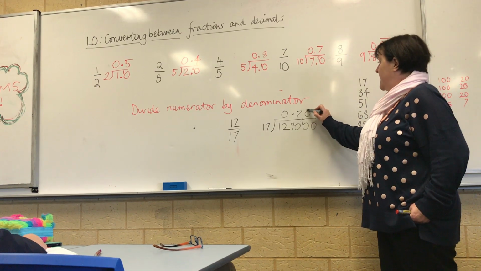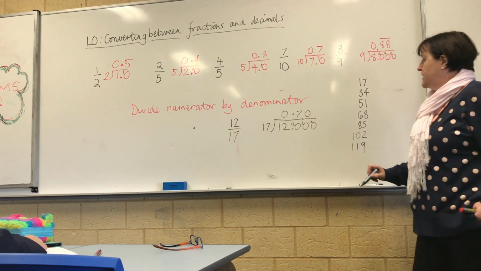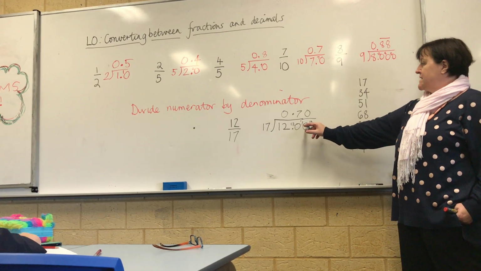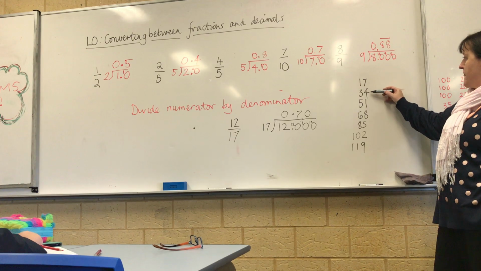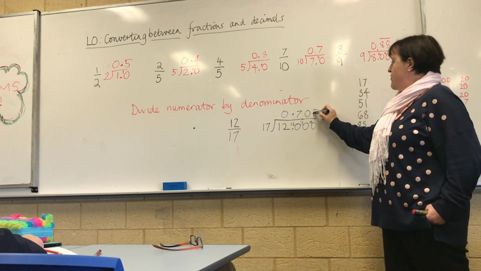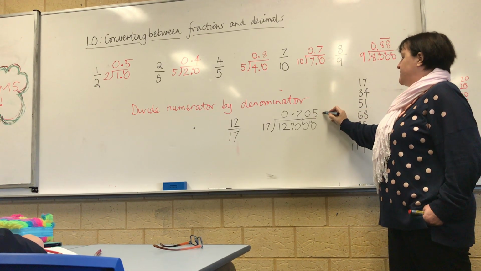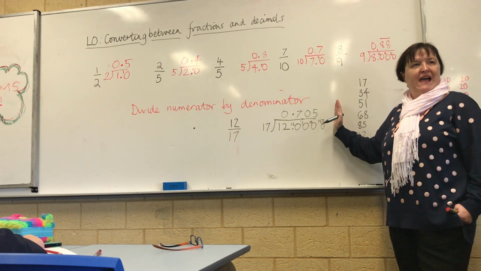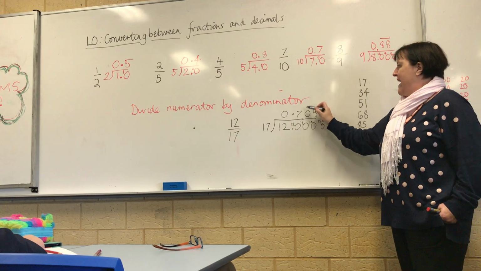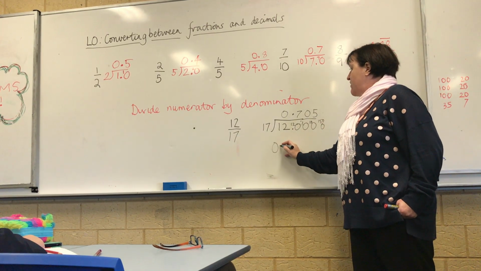None. So we have to do that. Then we move it across. How many 17s in 100? 5. Yeah, 5 remainder 15. That's right. So what you would do, you would probably just stop there, and then round that up. So it would round to 0.71.